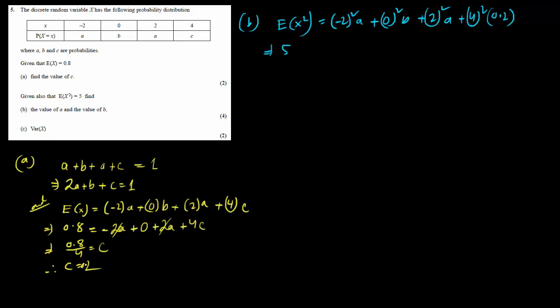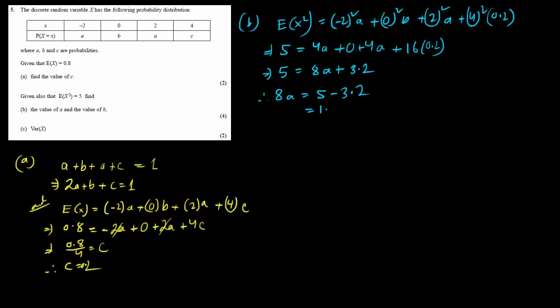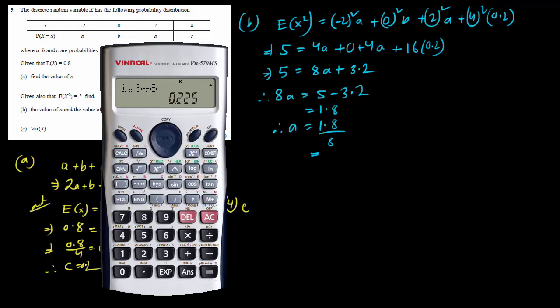So E(X squared) is 5. So we can write 4a plus 0 plus 4a plus 4 square is 16 into 0.2. So that turns out to be 4a plus 4a is 8a plus 16 into 0.2 is going to be 3.2. Therefore 8a, we can send this to the other side, 5 minus 3.2, and that is going to be 1.8. Therefore a equals to 1.8 by 8, that is 0.225.